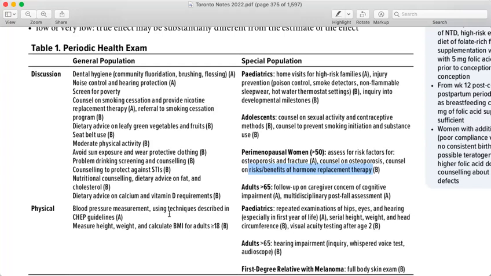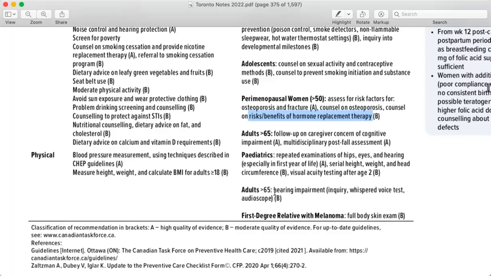Physical, blood pressure measurements using the technique described in CHEP, and then height, weight, and calculate BMI for the adults. Now, if the adult is more than 65, hearing impairment should be discussed, not in everyone, only if there is any problem. What is the one test you would like to check for the hearing impairment in the 65 and older? It's basically the whisper voice test more than anything else.